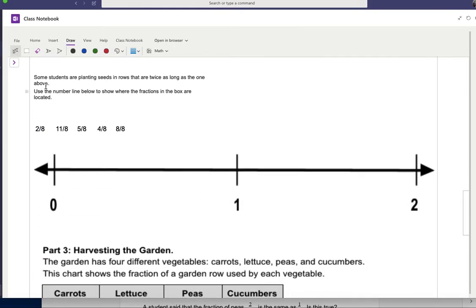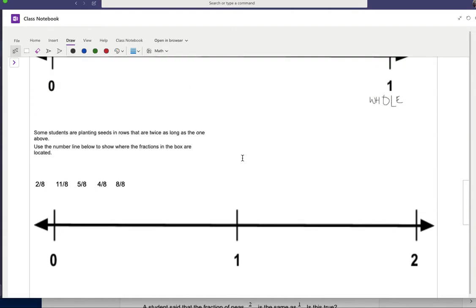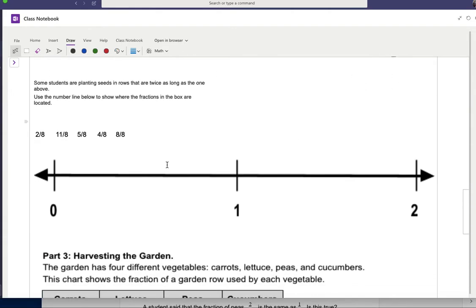This is also part two. Some students are planting seeds in rows that are twice as long as the one above. So this first number line should help you and assist you in doing this. This goes from 0 to 1 whole. This next number line goes from 0 to 1 whole to 2 wholes. So remember what we talked about with improper fractions and which ones of these would be greater than 1. You don't have to partition and make each line like 8 lines in each whole, but try to put it as best as possible where you think it would go.